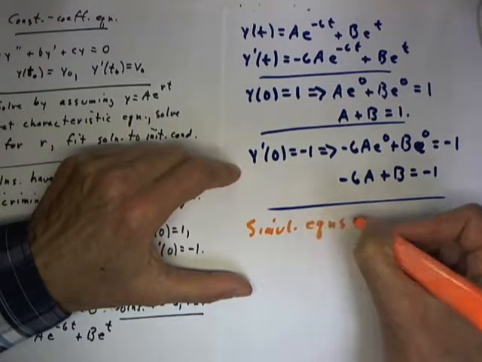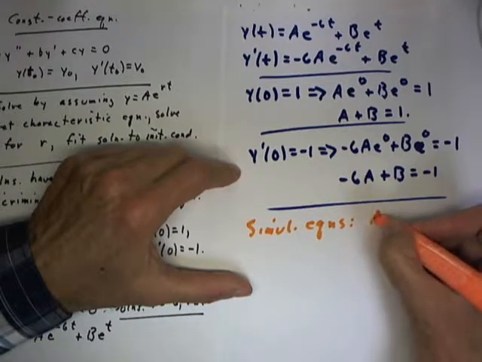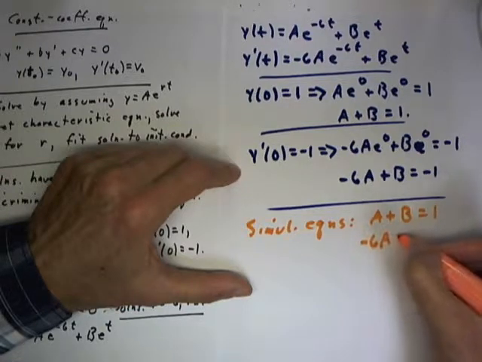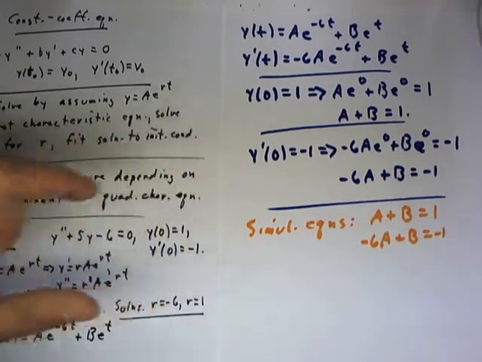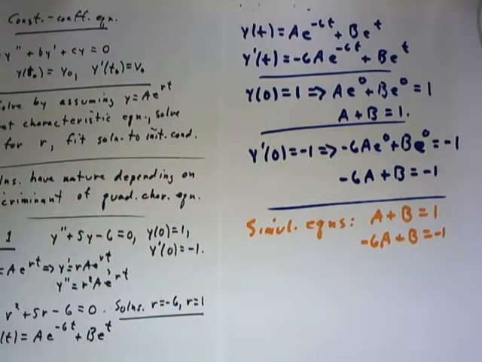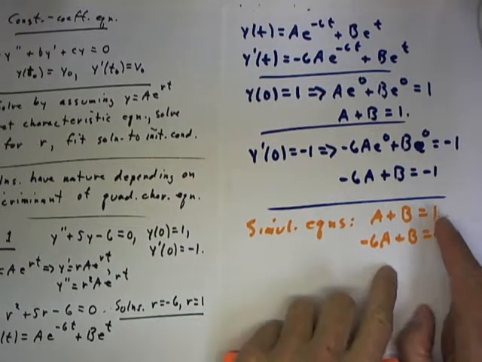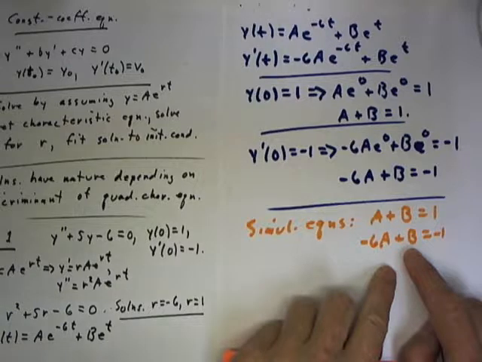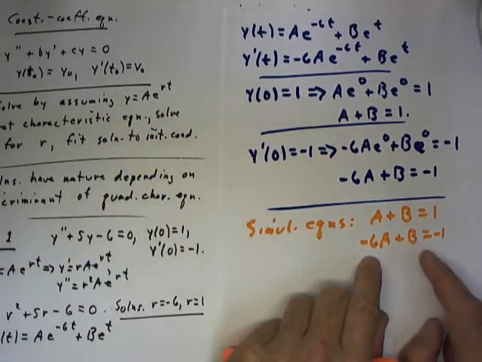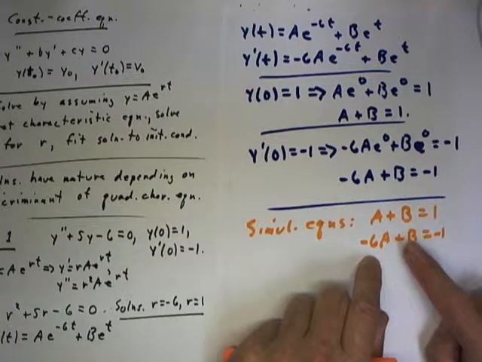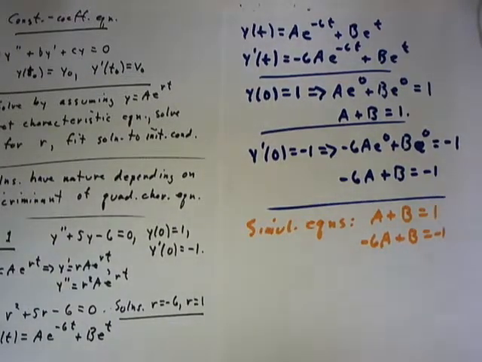So our simultaneous equations are A plus B equals 1, negative 6A plus B equals negative 1. Various ways to solve this system of equations. We could solve the first one. We get B equals 1 minus A. If we substitute 1 minus A here, then we have negative 6A plus 1 minus A. Negative 7A plus 1 would be negative 1, and A would be 2/7.